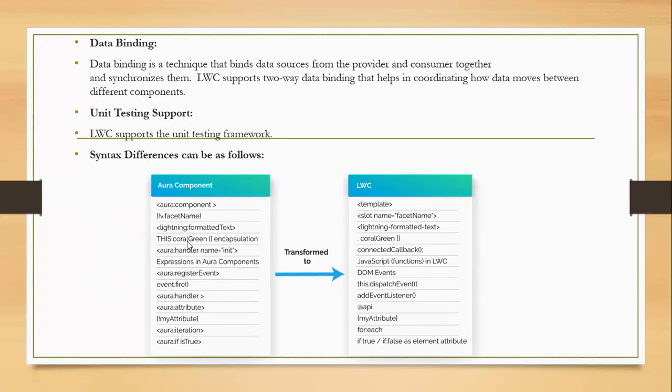In Aura components: aura:handler, aura:registerEvent, fire, aura:attribute, aura:iteration, aura:if isTrue. Next, transferred to LWC: template, short names, lightning-formatted-text, connectedCallback, JavaScript functions, DOM events, dispatchEvent, addEventListener, API attributes, for:each, if:true and if:false, element attribute.